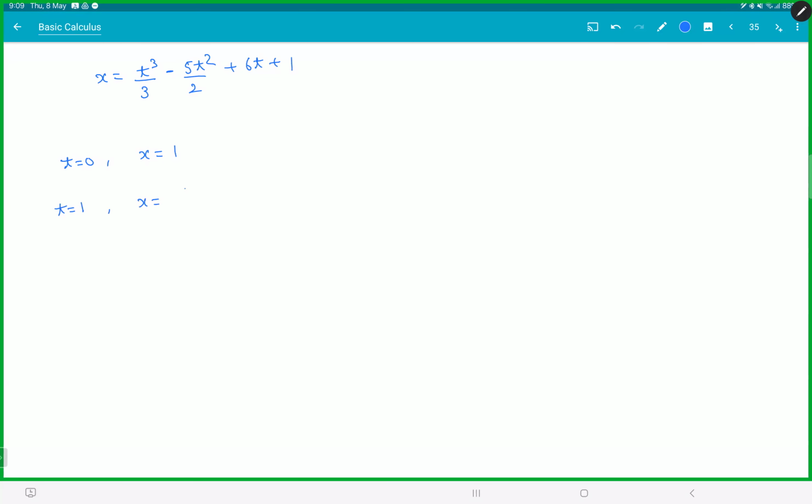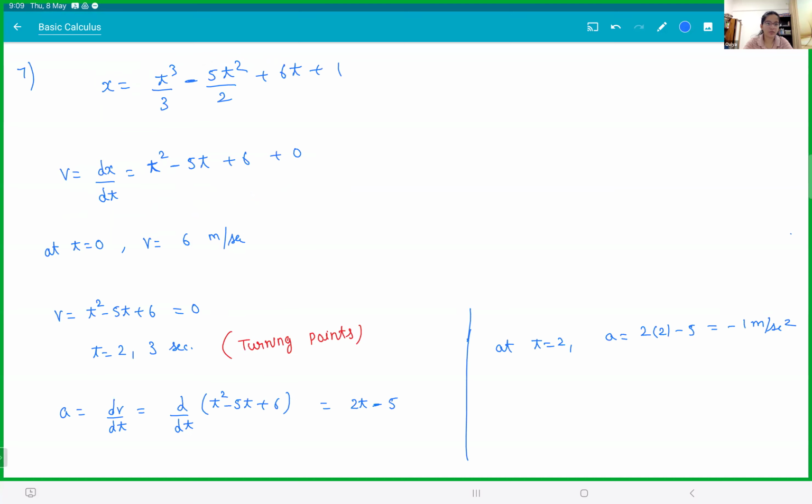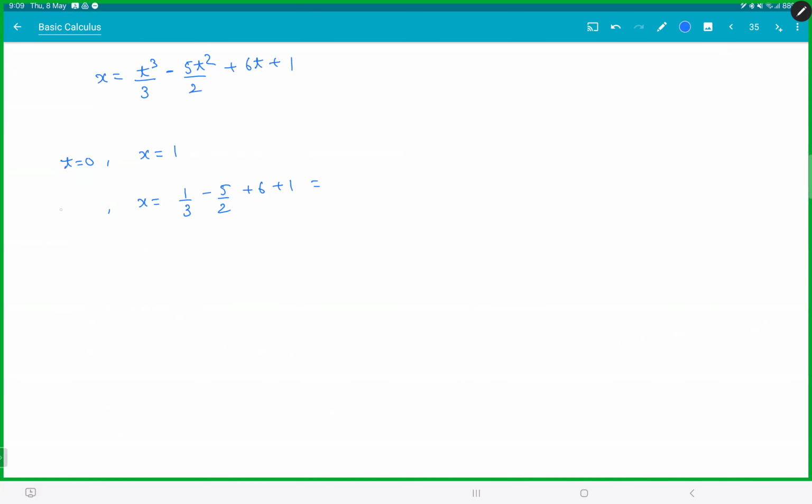So where are you? x is equal to 1 by 3 minus 5 by 2. I'm just putting t is equal to 1 here. Plus 6 plus 1. That is 7 minus 2.5. But at 4.5, t equals 2 is the turning point. Good thing you saved me. Next thing. t is equal to 2 is what? 8 by 3 minus 5 into 2 square by 2, plus 6 into 2 plus 1. That's 8 by 3 minus 10 plus 13. The 8 by 3 plus 3, 9, 8, 17 by 3.